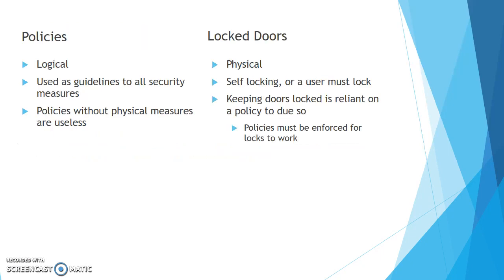The first example of a logical security is policies. Policies are used as guidelines to all security measures, and they cannot be utilized without physical measures. For example, locked doors are a physical security, and they can be self-locking or a user must lock them. However, either way, there must be a policy in place to keep the doors locked and keep unauthorized access out.